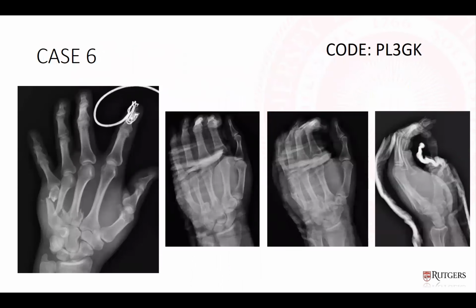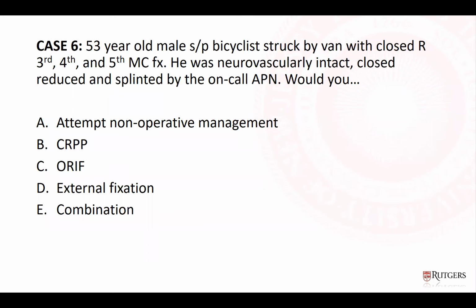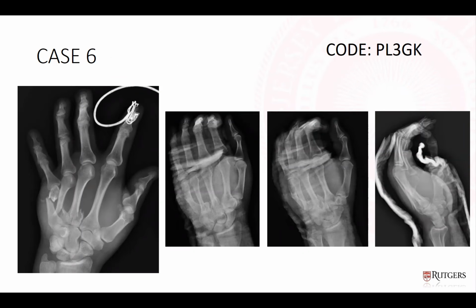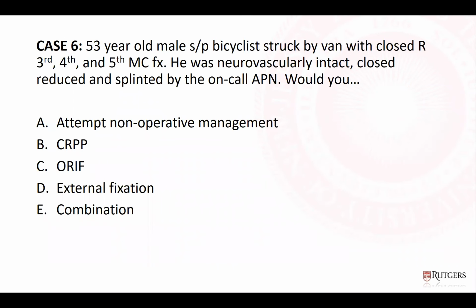This last case, we'll just go through so I can get to the meat of the talk. Bicyclist struck with third through fifth metacarpal fractures, neurovascularly intact, closed reduced and splinted by the on-call APN. Options: CRPP, ORIF, X-fix, and a combo. Good. So some people are saying ORIF, some CRPP, some a combination of the two. All right, we'll go back to these at the end and see what we did and answer any questions if anyone has them.